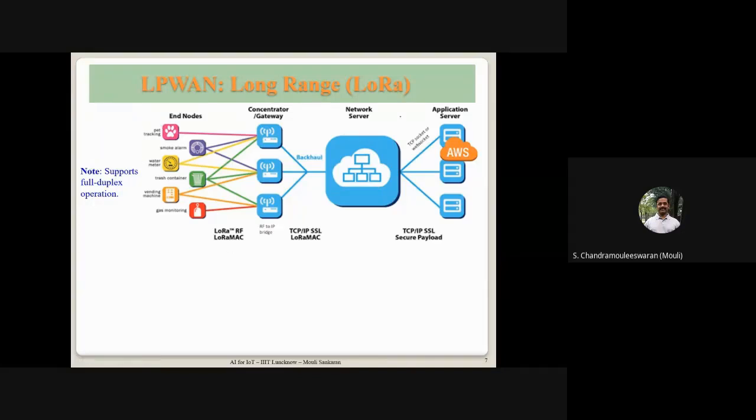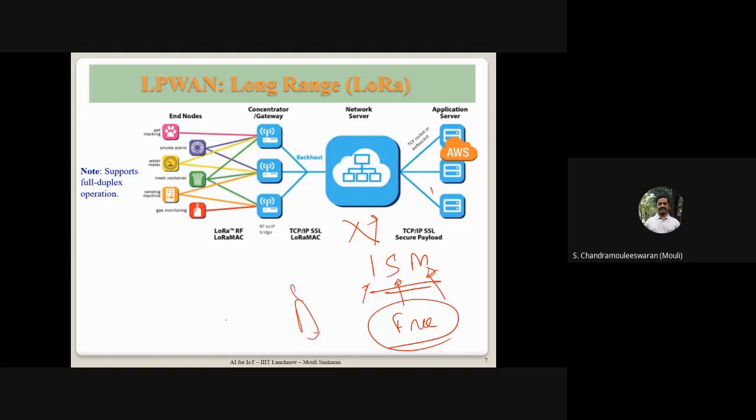Now, this is not using the existing wireless infrastructure. It uses the ISM band, which I said stands for industrial, scientific, and medical, which is a free unlicensed band. It is available for everyone. Our microwave oven, our cordless phone at home, and our Bluetooth, they all use the ISM band. And even Wi-Fi uses it.